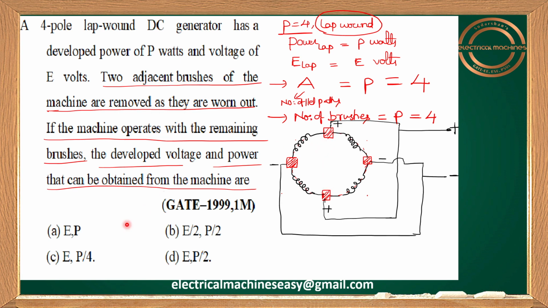Let me take adjacent to mean this one and this one. So this one is damaged, this one is damaged. If you take it like that, now tell me. Let us take this one as damaged here.